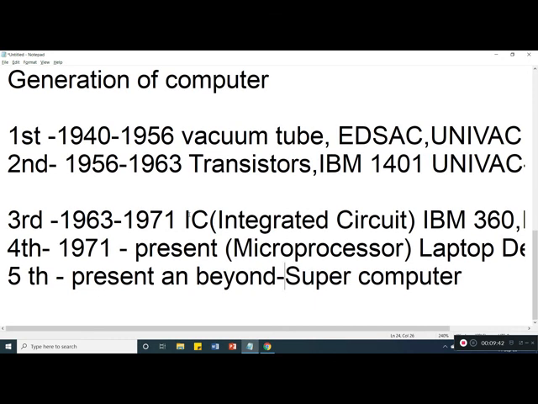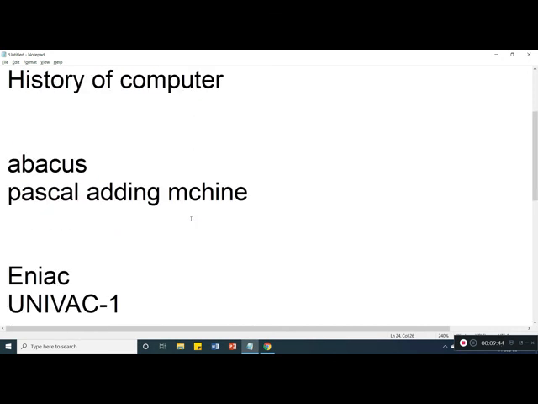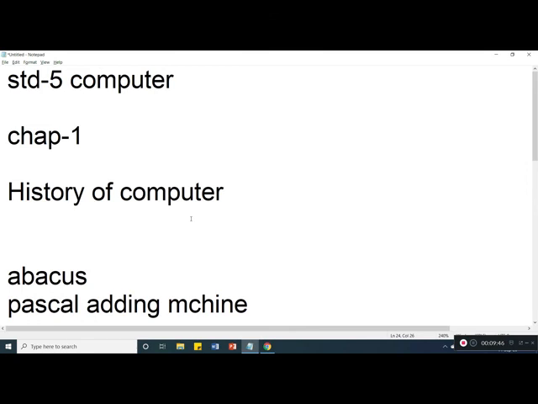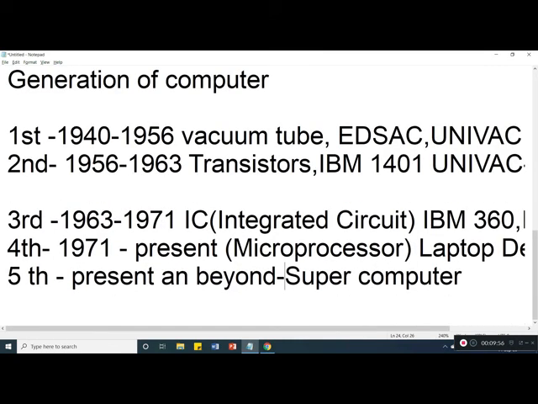So this is all the history of the computer, Chapter 1. It is a very small chapter, and the only important part is the generations of the computer, first to fifth, 1940 to present. See how changes developed in the computer field. So these are the generations of computers.